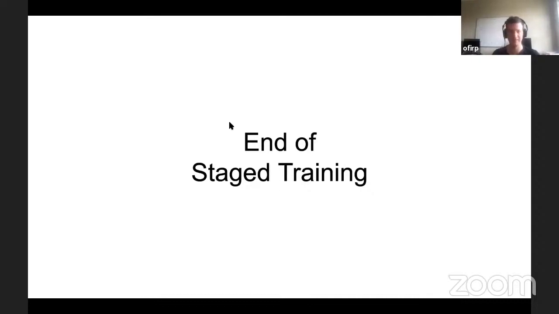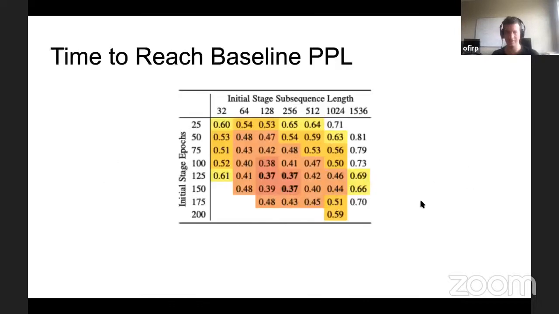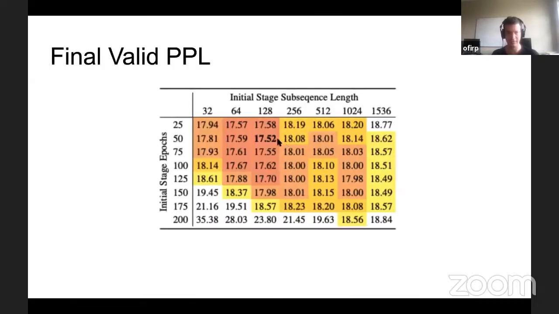Let's do questions. He asked, what's the baseline performance? 18.6. The best one in state training was 17.3. No, this is the best one, 17.5 too.